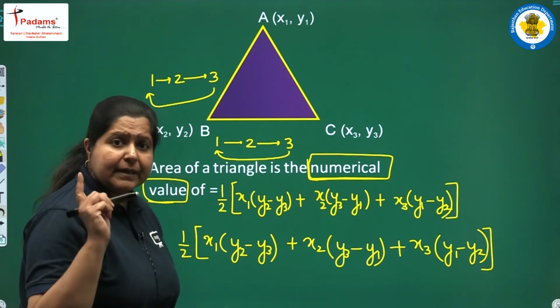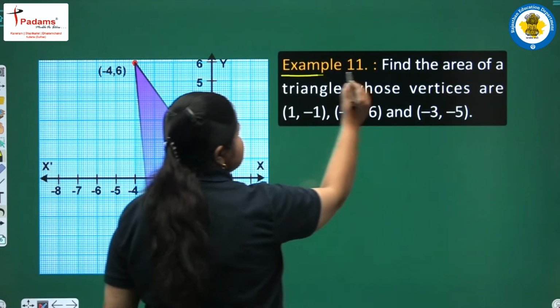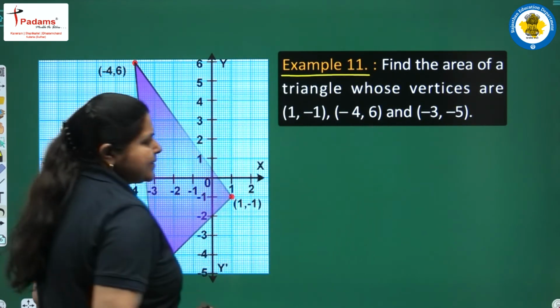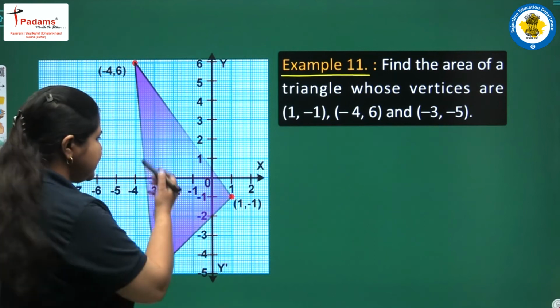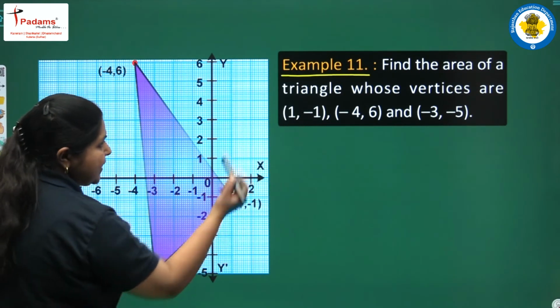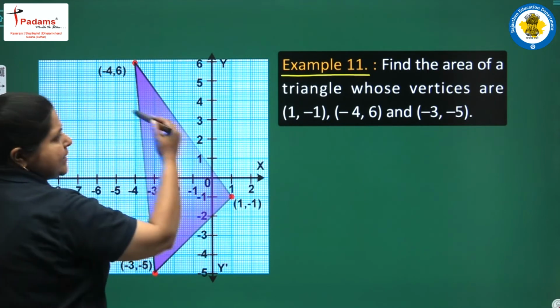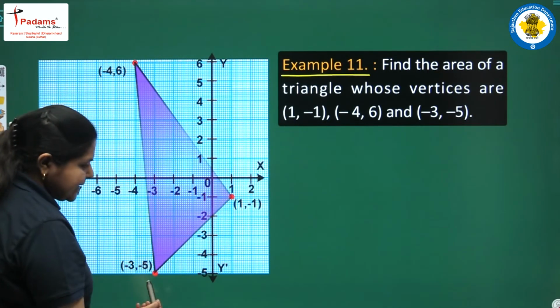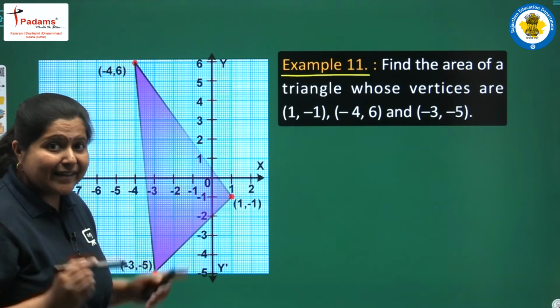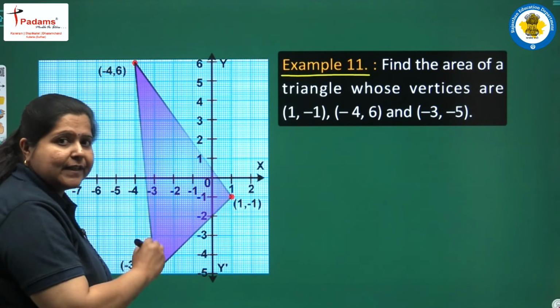Let us take example number 11 from your book. Here it is. Find the area of a triangle whose vertices are given, and we have drawn this triangle for you. Just have a look. We have 1, -1 here, this point, -4, 6 it is this point, and -3, -5 it is this point. And when we join these points, we see this triangle. Now we have to find the area of this triangle.